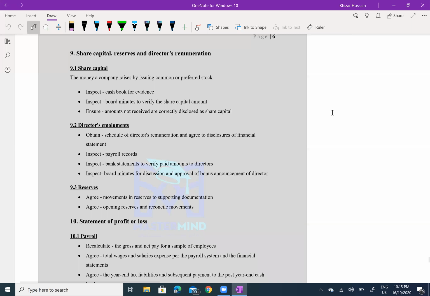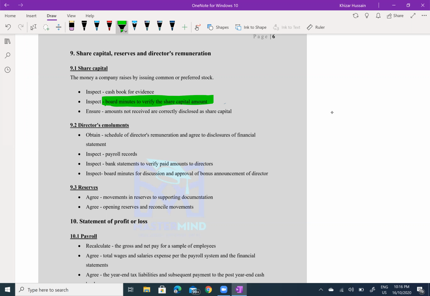When you talk about share capital, number one, you have your articles of association, you have all the legal documents, right? So let's say you have a share certificate. You can inspect a share certificate, which states the par value. Articles also state the par value. And then you can ask for, and this is a very valid procedure, board minutes to verify the share capital amount.